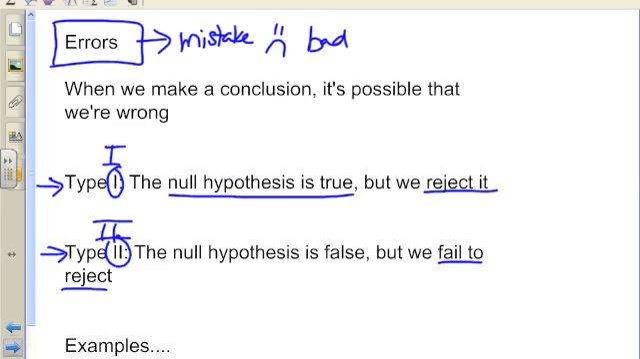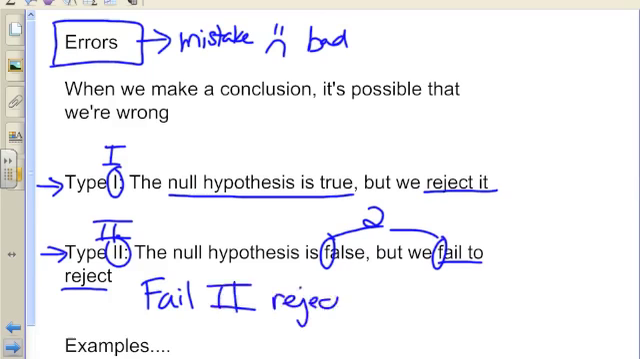Some of my students struggle to remember which one's type 1 and type 2. Very, very common. So a couple things. The null hypothesis is false, but we fail to reject. I have two letter Fs, type 2. That might help. Some students also like remembering we fail to reject in a type 2 error. That might help as well.